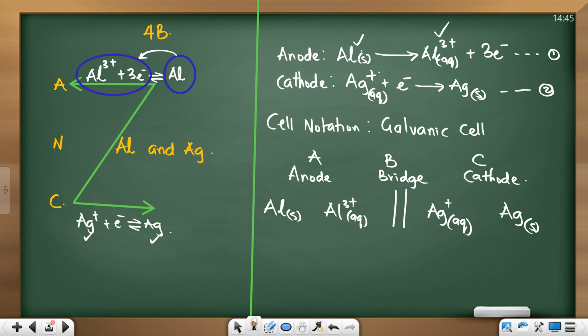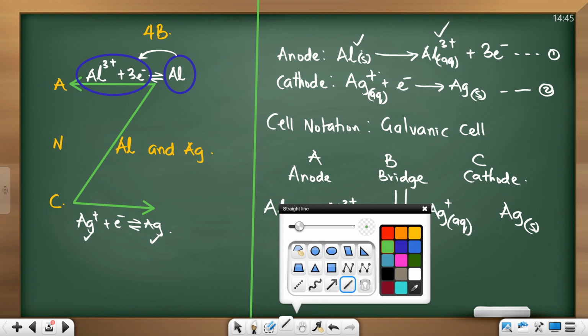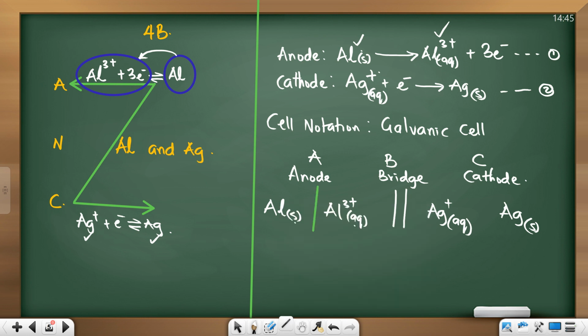What is wrong? This is a solid phase, that's an aqueous phase. We put a single stroke there to represent phase change. Take note of that. That is called a phase change or a phase separator. It separates the phases. Should I have the same phase? Then I don't need a phase separator. I hope I find an example that will help us. And what is this? That is a salt bridge.